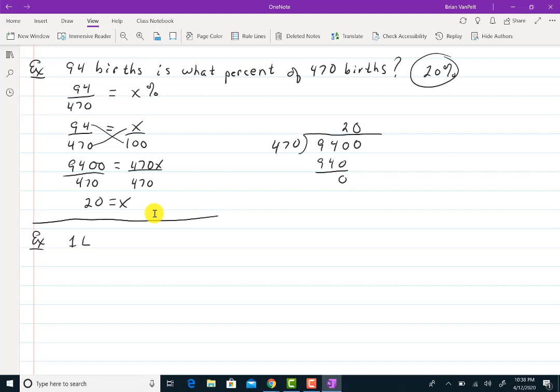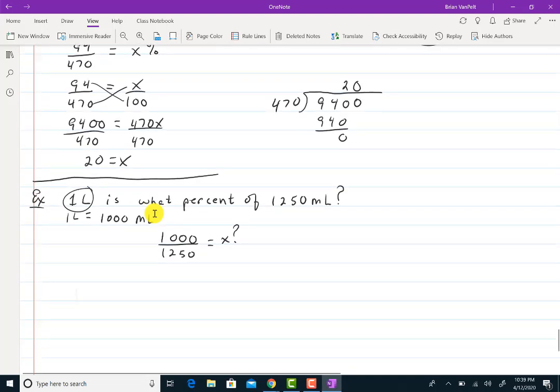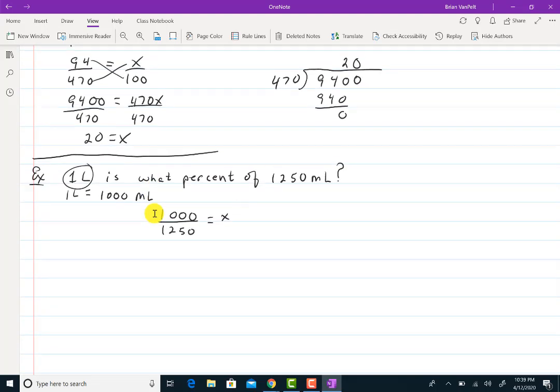One liter is what percent of 1,250 milliliters? Well, you ought to know that 1 liter equals 1,000 milliliters. So we want to know 1,000 out of 1,250 equals X percent. What percent is that? And I put a question mark when I meant to put percent. So change the right side to X over 100. The left side you can leave as it is.